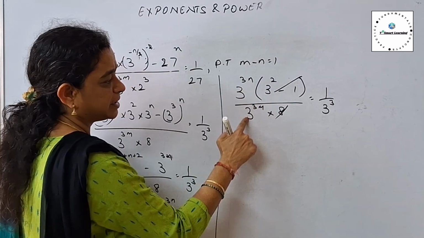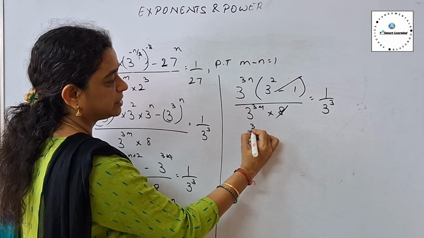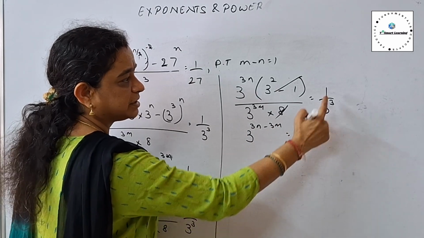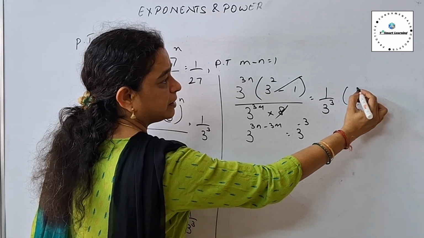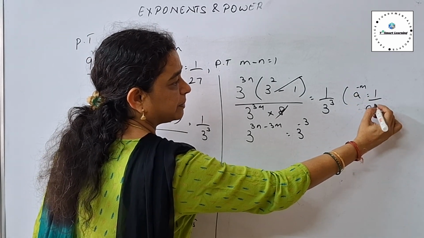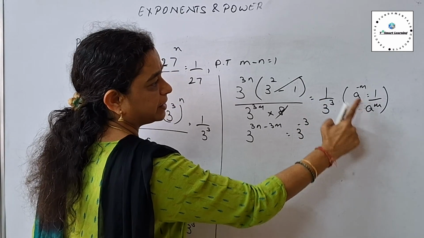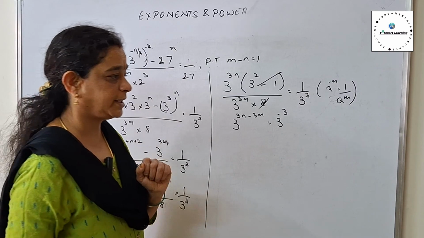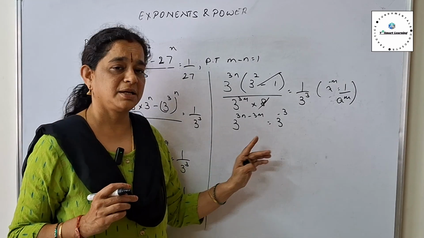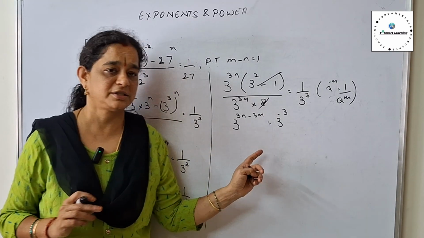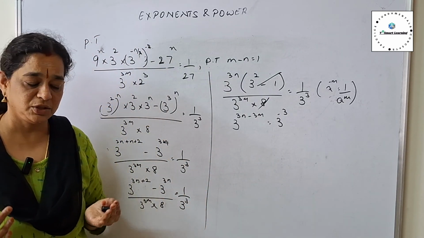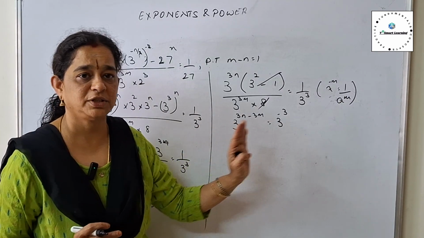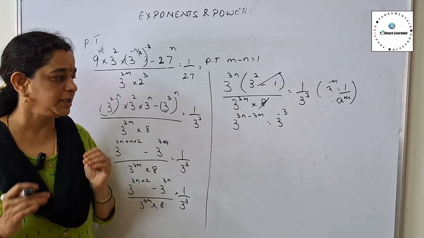So now this is the same base. So 3 to the power of 3n minus 3m is equal to 3 power minus 3. This is what? A power minus m is 1 by a power m. So 1 by a power m, I am writing it as 3 power minus 3. Here you have to know that when you have the same bases on either side of the equality sign, the exponents will be equal. Similarly, whenever the exponents are equal on either side of the equality sign, the bases will be equal.